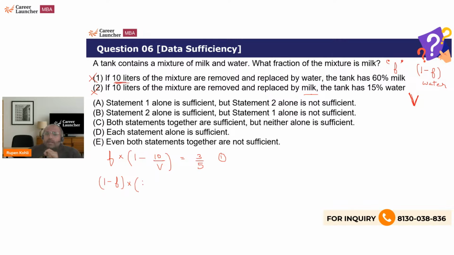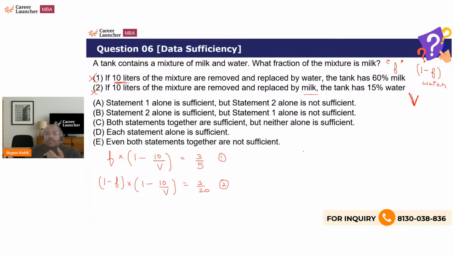It will decrease by, again, 1 minus 10 by v, and that is equal to 15%, or 15 by 100, or 3 by 20 fraction of water. So yeah, very much looks like we should be able to solve the value of f, because we can divide the two equations. Let's quickly confirm, are we able to get a valid answer?